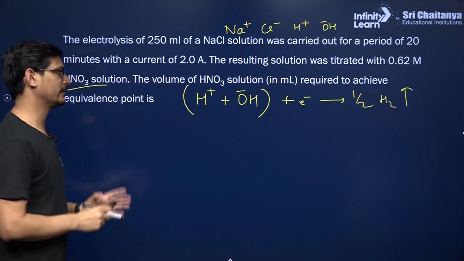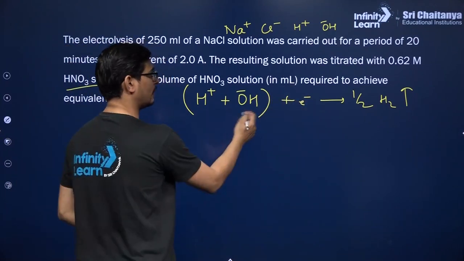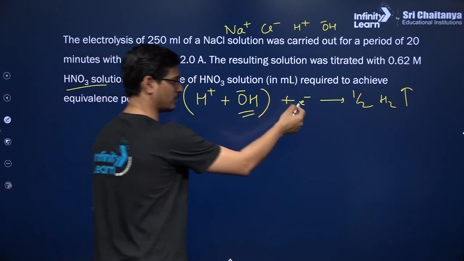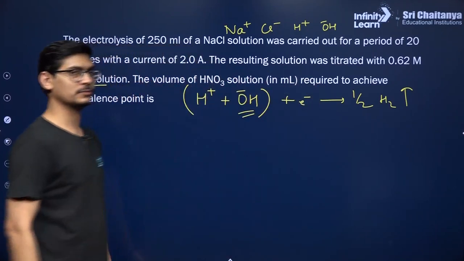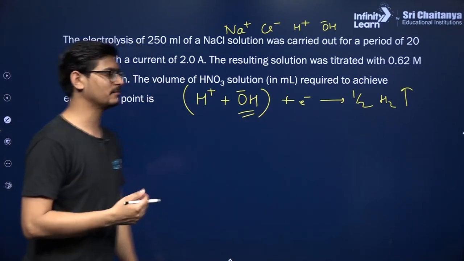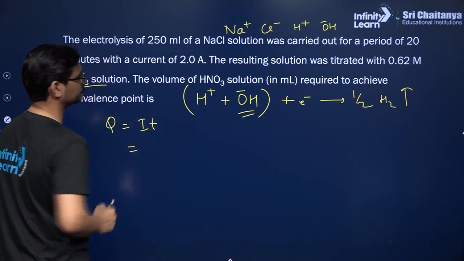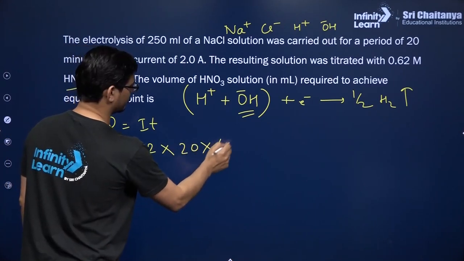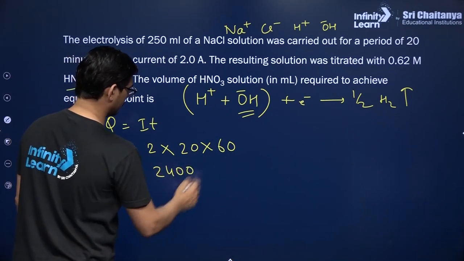So let's take it in a very simple way. For each electron participating in the chemical reaction, there is one hydroxide generated, right? That means number of moles of electrons consumed in the reaction is equal to the number of moles of hydroxide. Now, how do you find out the number of electrons? Number of Faraday, right? Very simple. So the charge which we are flowing is current into time. Current is 2 ampere, time is 20 minute. Don't forget to convert it to second, right? So this will be 2400 coulomb.